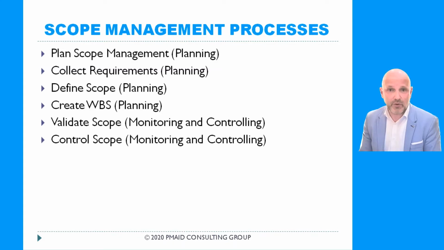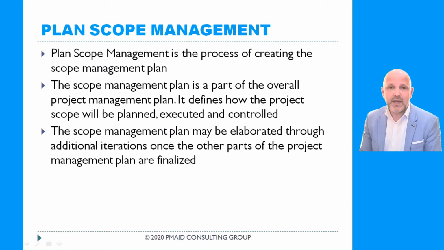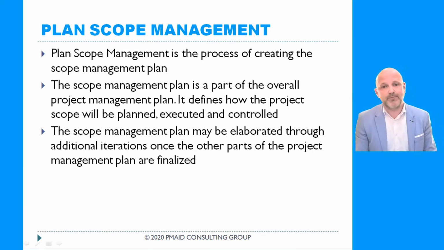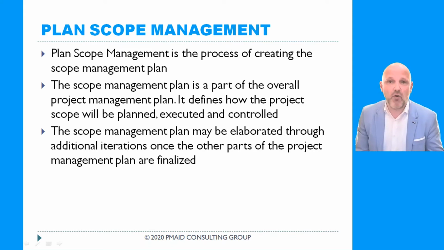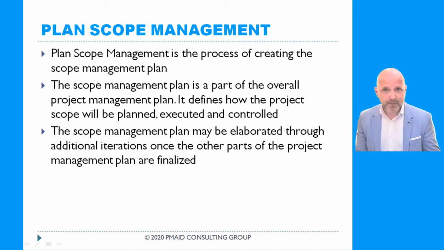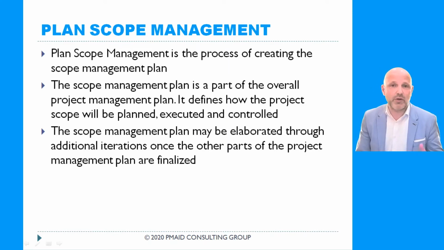Now let's talk about these processes one by one. Plan scope management, the first process. This process belongs to the planning process group. Scope management plan, the output of this process, is a part of the overall project management plan. And scope management plan is a document that defines how we plan, execute, and control our scope.